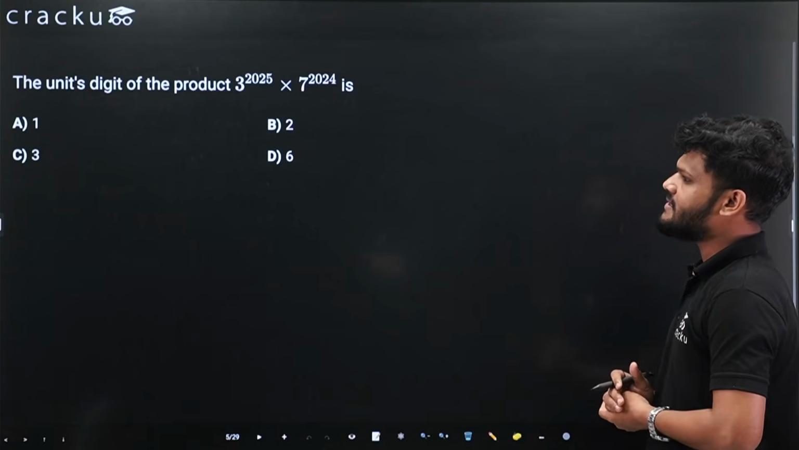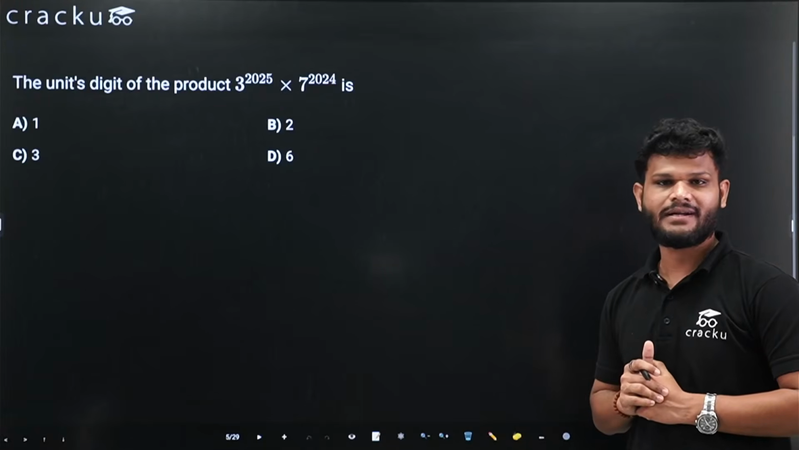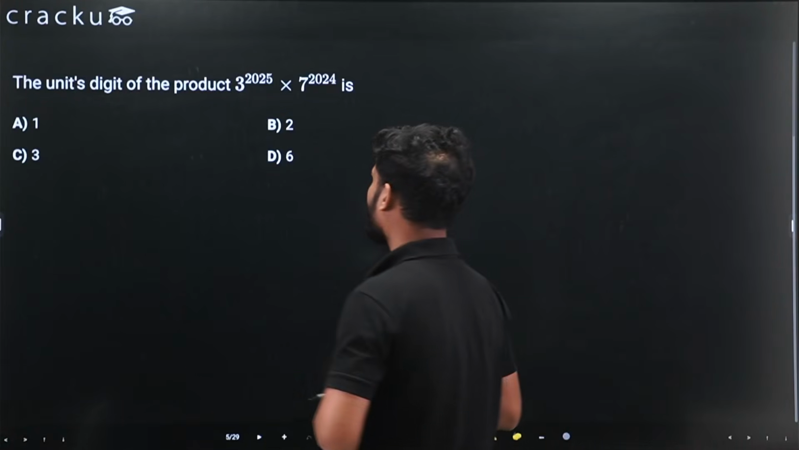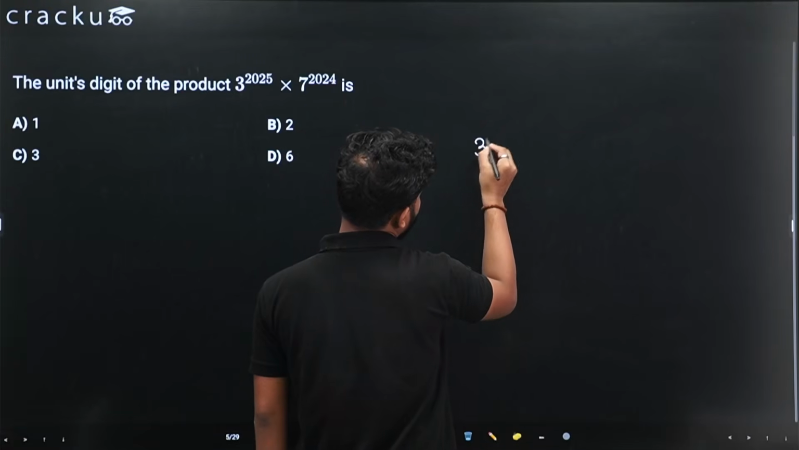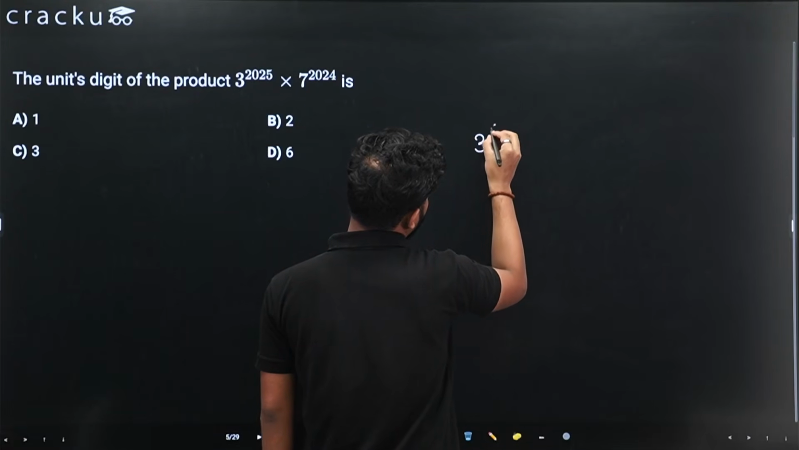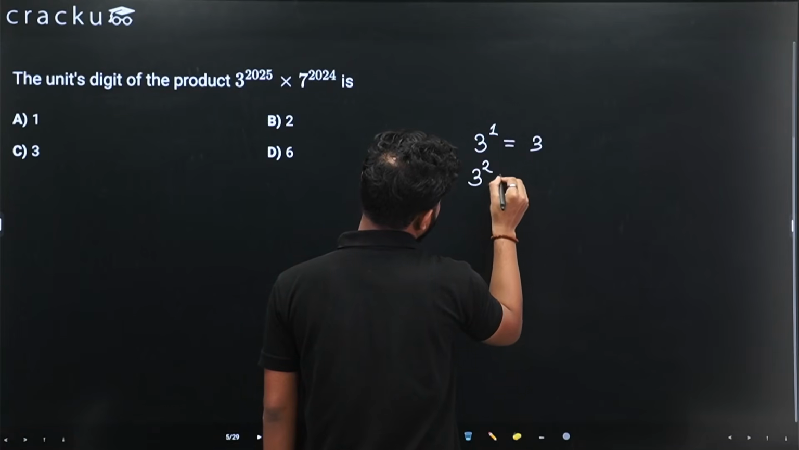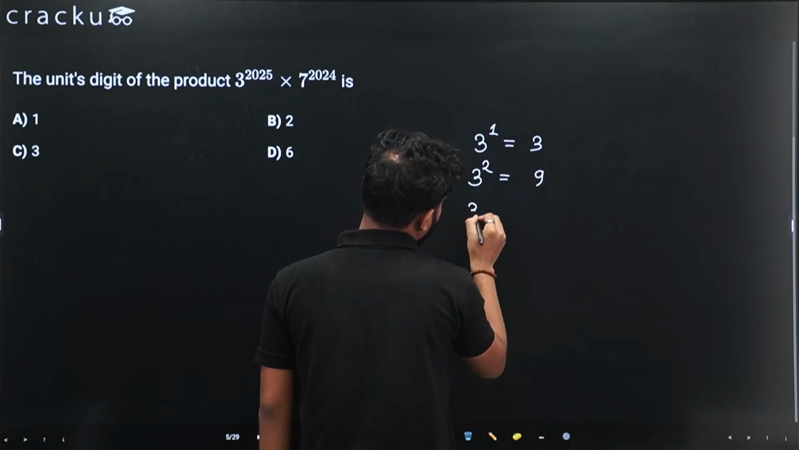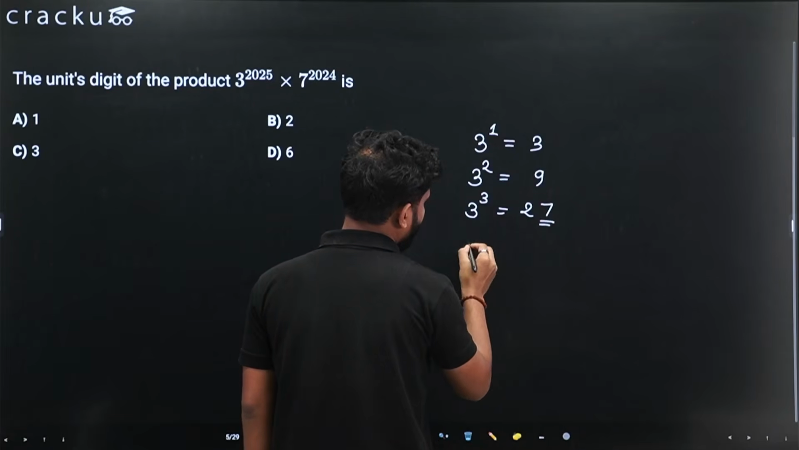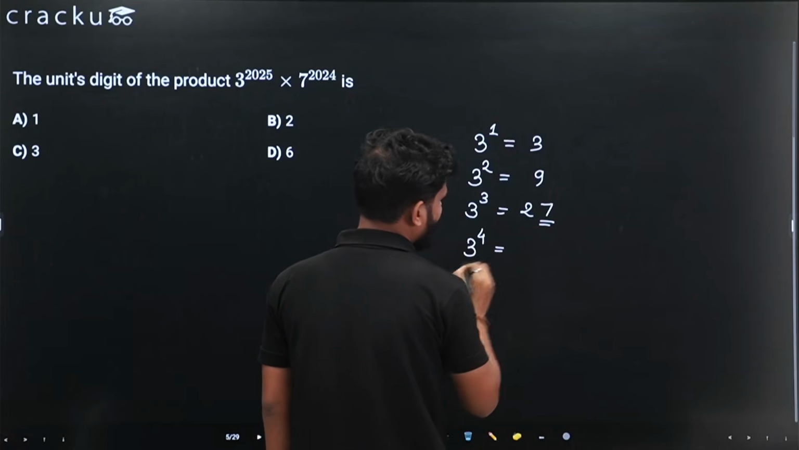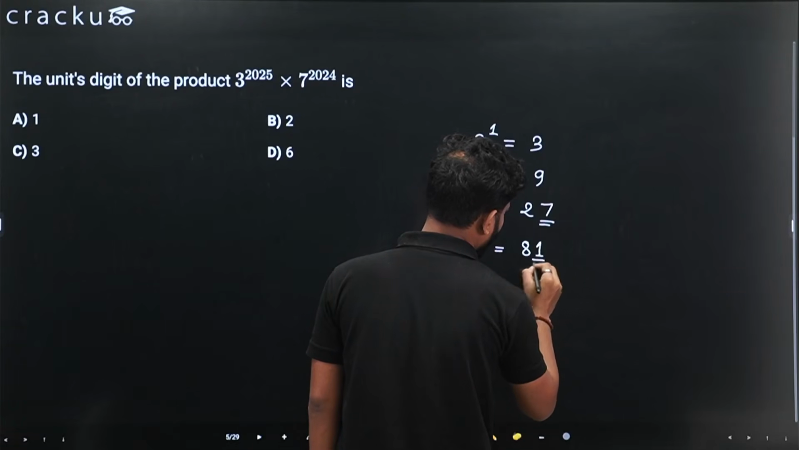In this question we are asked the units digit of the product 3 raised to 2025 into 7 raised to 2024 is what? So if you see the cyclicity of 3, 3 raised to 1, the unit digit is 3. 3 raised to 2, the unit digit is 9. 3 raised to 3 is 27, the unit digit is 7. 3 raised to 4, the unit digit is 1.